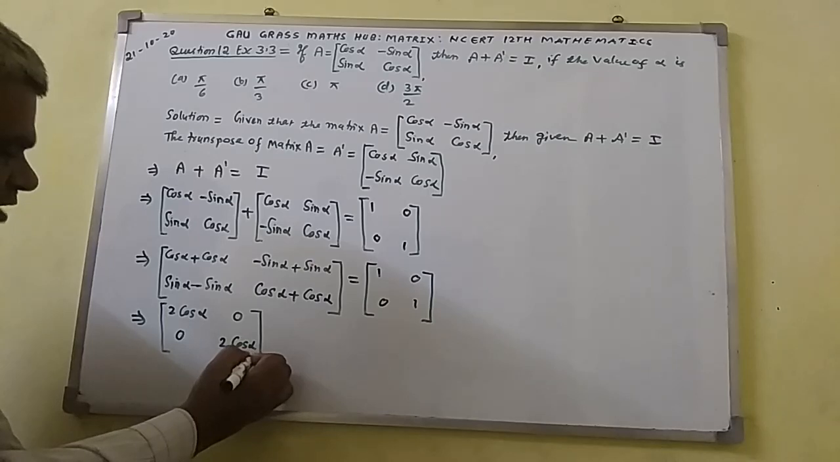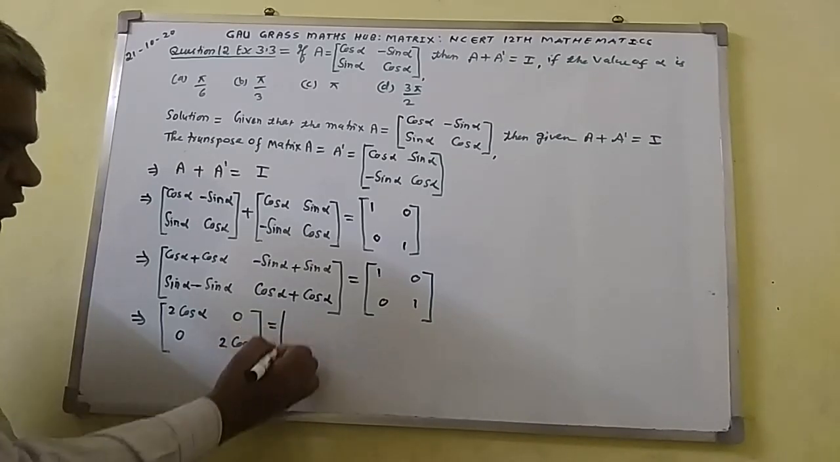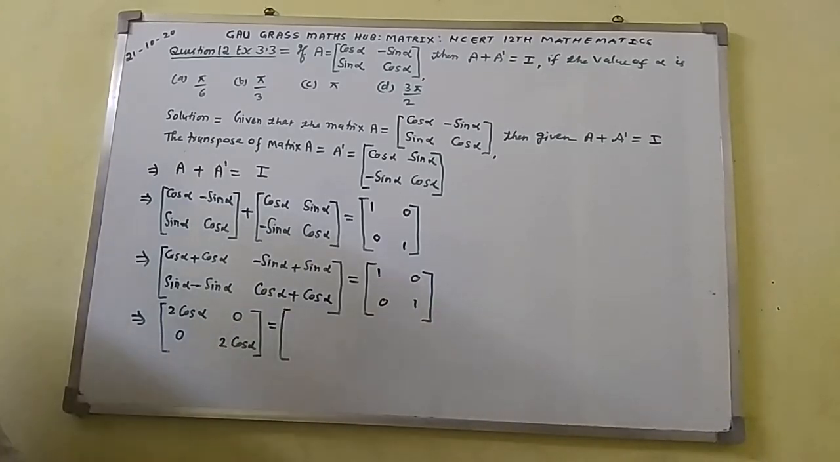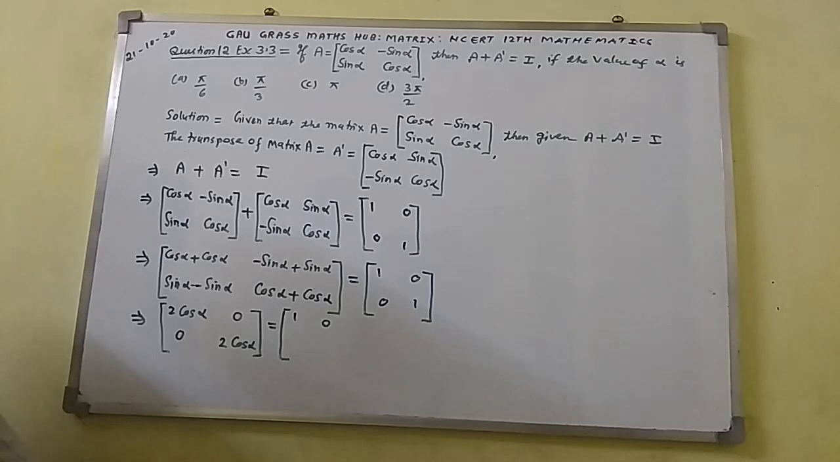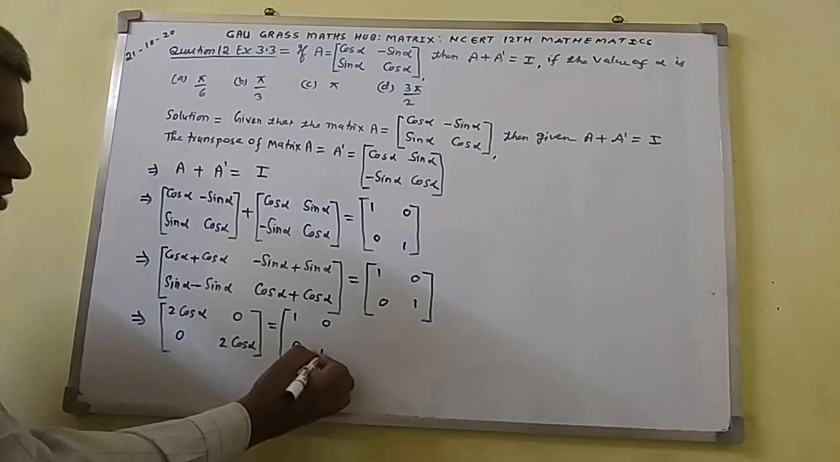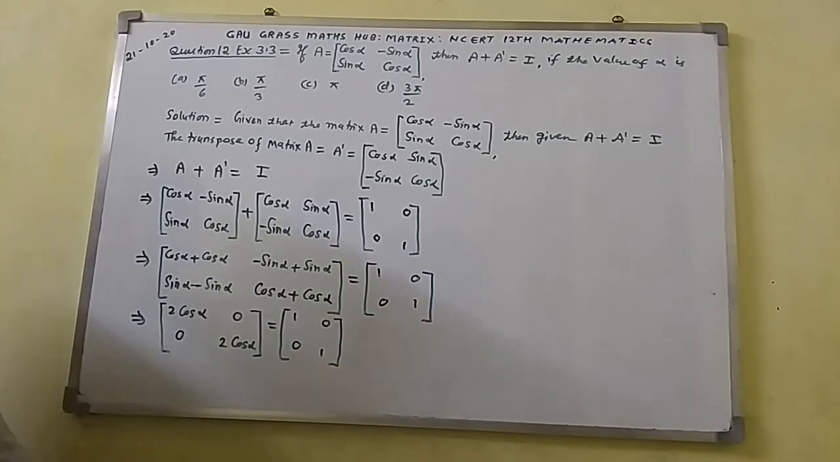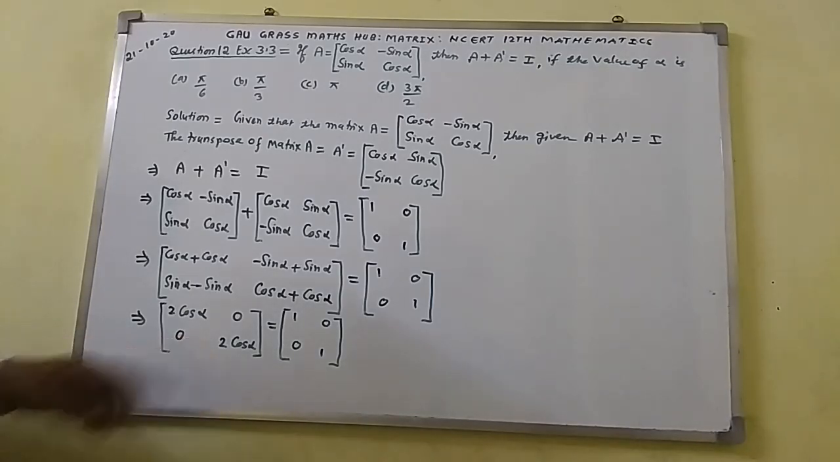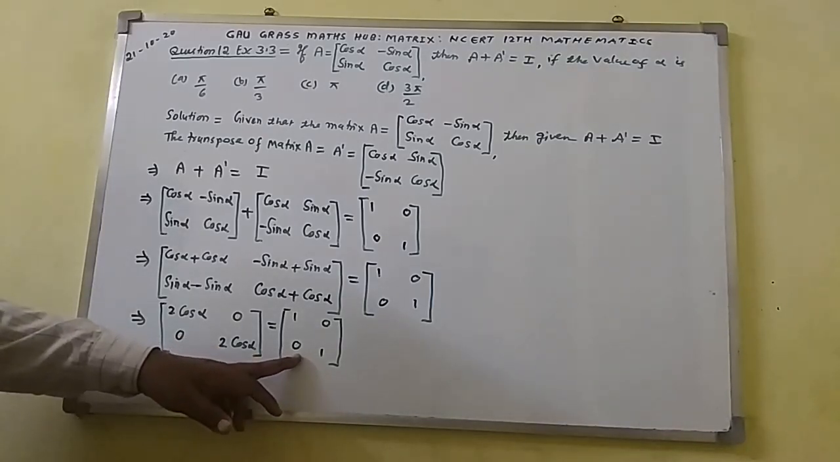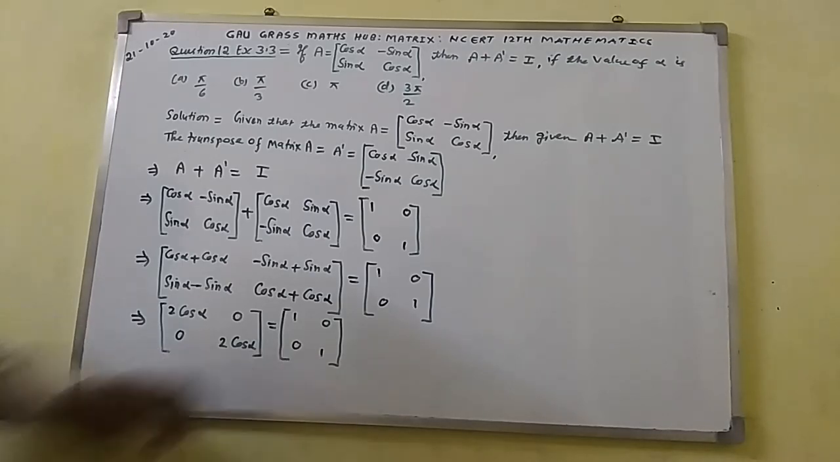Closing of the square bracket will be done here, equal to the identity matrix. The elements of the first row I shall write here 1 0, the elements of the second row I shall write here 0 1. Like this it will be written. Now this matrix is of order 2 cross 2, and the identity matrix also is of order 2 cross 2.